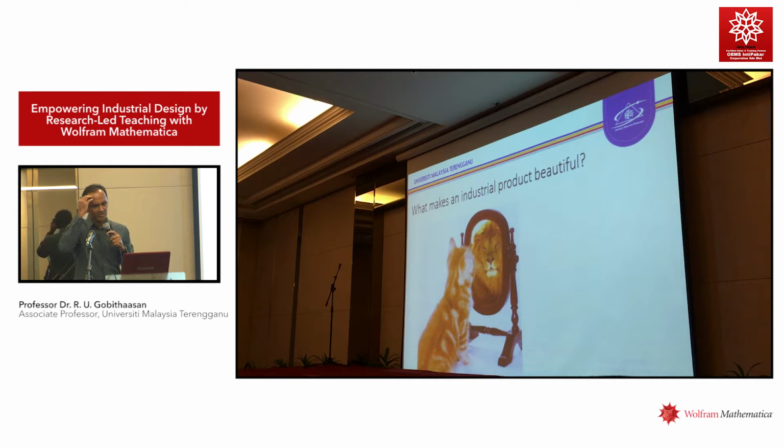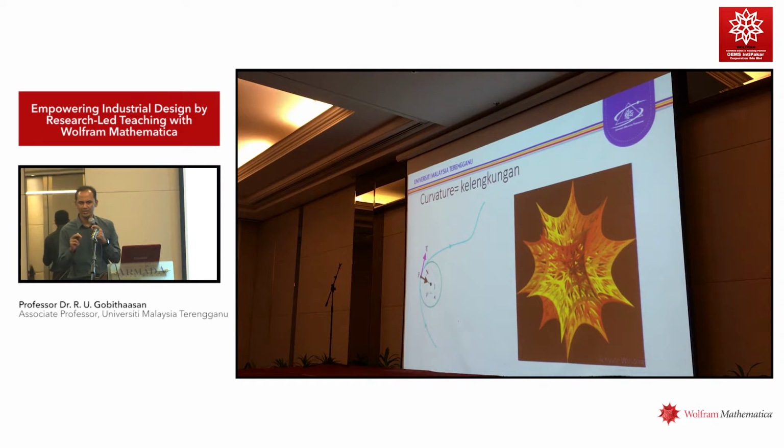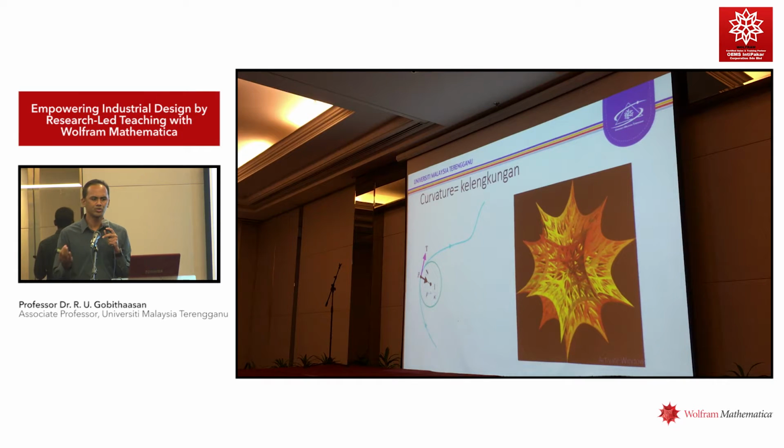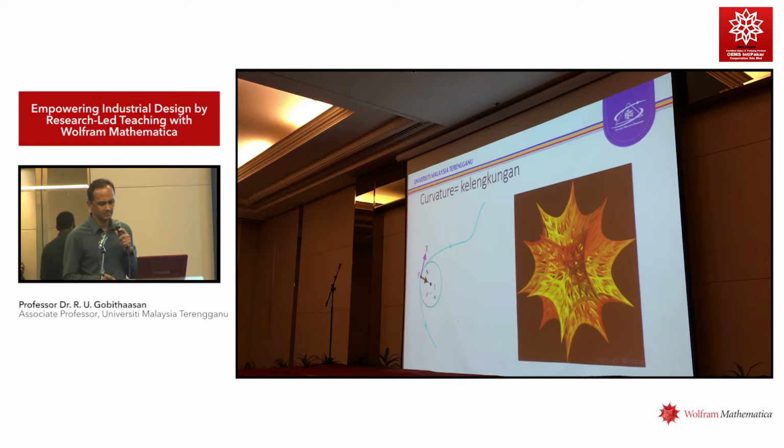So I'll just keep on the B-spline. And this is a question that I asked for my PhD project: what makes an industrial product beautiful? This is back in 2006. The answer is curvature. Curvature for distance: in order to measure distance, you can use a ruler. In order to measure how much a curve is bending, it's called curvature. Basically, curvature involves the second derivative of a given curve.